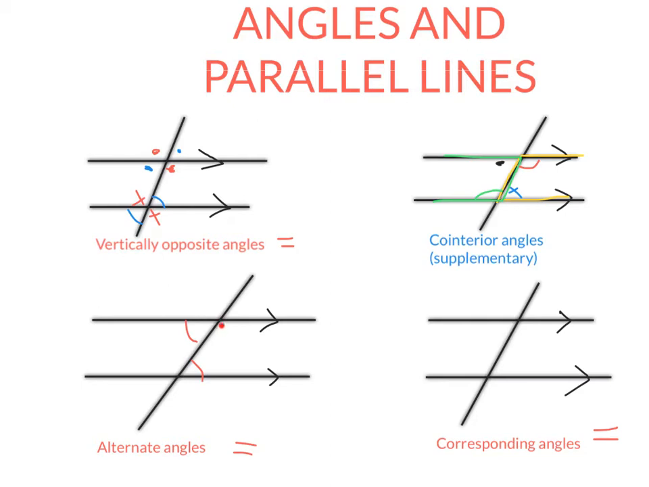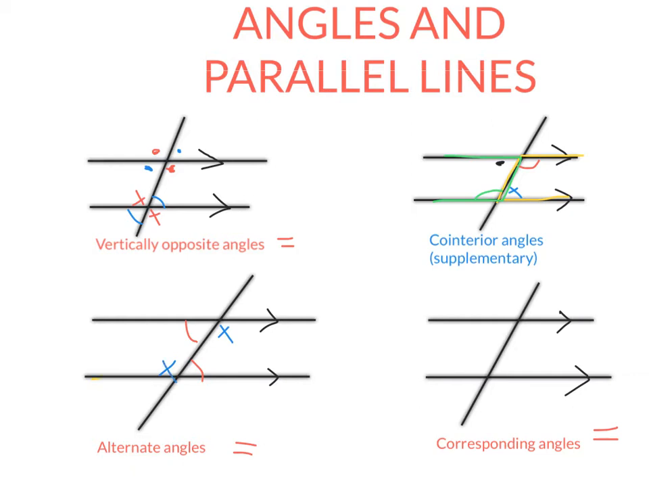So I know that these two angles are co-interior and they add to 180. The blue angle plus the red angle is 180. But I know that this angle and this angle add to 180 because they're supplementary. The only way that's possible is if these two angles are equal. Similarly, these two blue angles are equal.